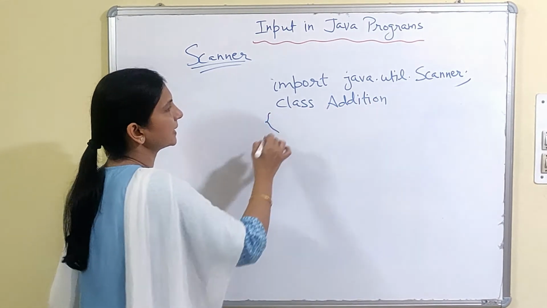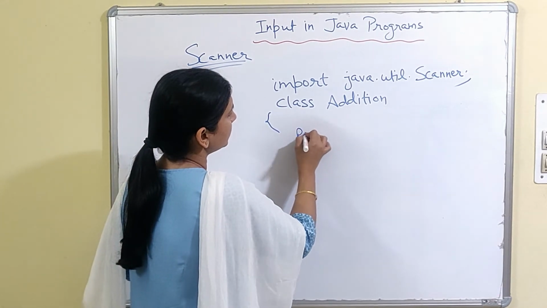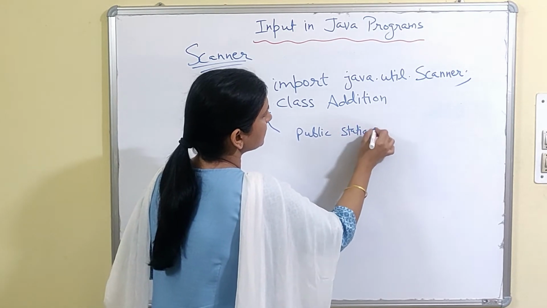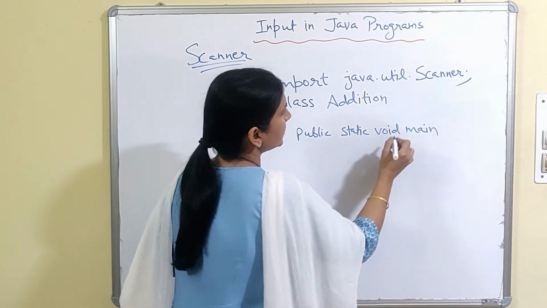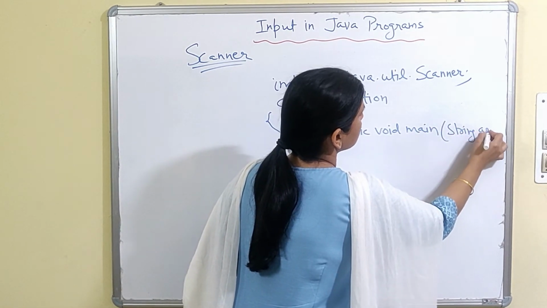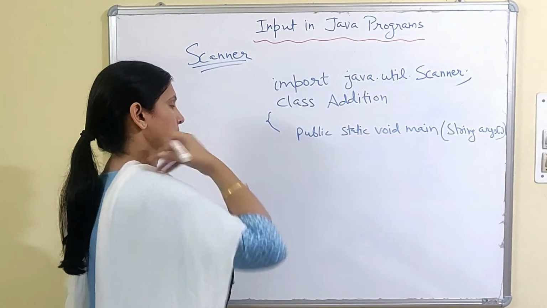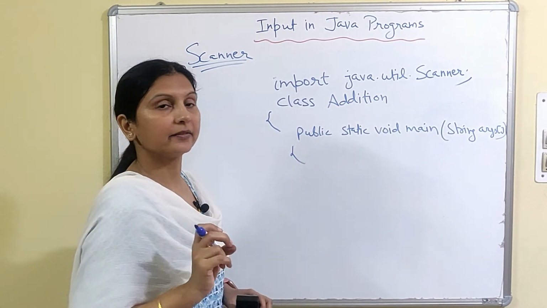Class is addition. Fine. Now public static void main, String args. Fine. Now we will not assign values.